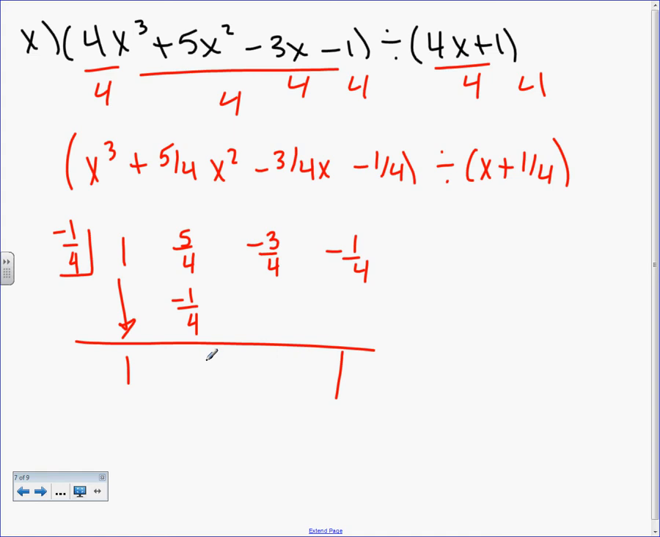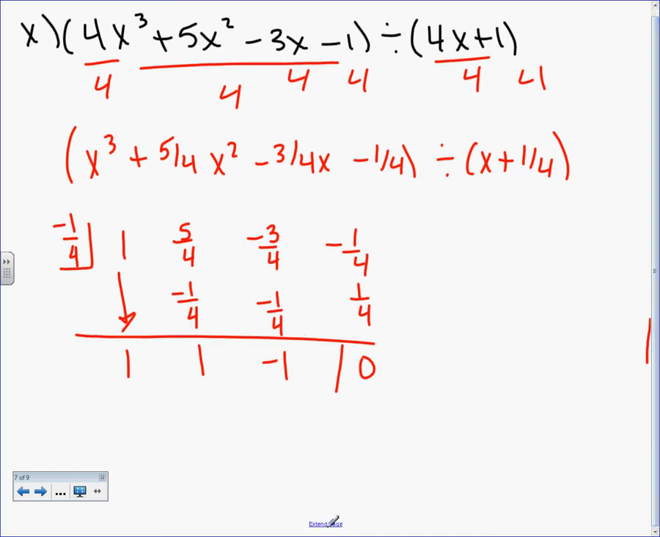This is always going to be pretty. Well, not always. That's a lie. Most of the time it's pretty. 5 over 4 plus negative 1 over 4 is 4 over 4, which is 1. You didn't even need a calculator. Multiply that by the box, and you get negative 1 over 4. What's negative 3 over 4 plus negative 1 over 4? Negative 4 over 4, which is negative 1. Multiply by the box. Positive 1 over 4. Add 0. Again, it's not always 0. I always start you off a little bit easy, though.